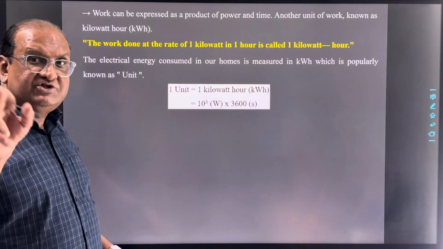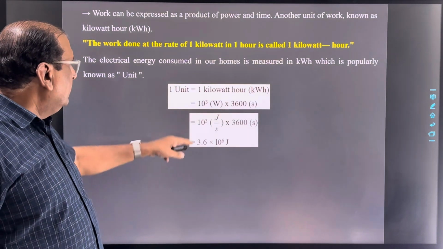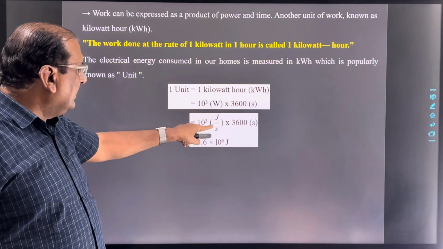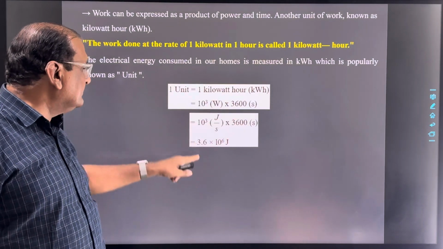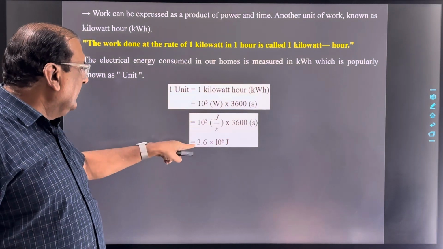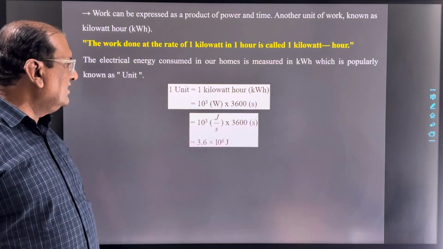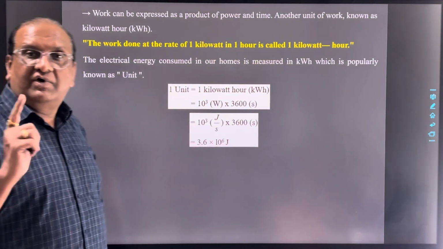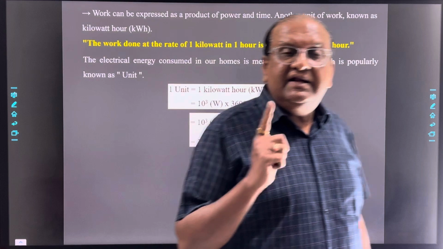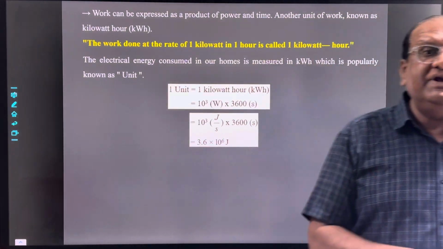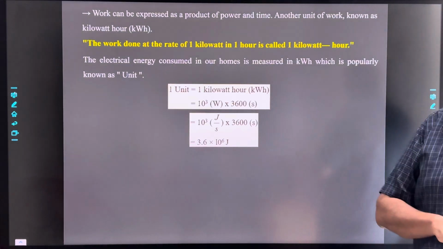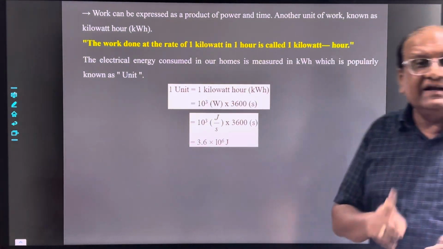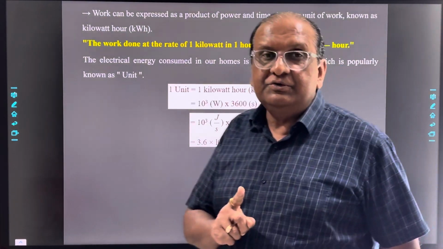Now watt is joule per second. So 10 raised to 3 watt is joule per second into 3600 second. Second cancels. So this is 3.6 into 10 raised to 6 joule. So when 1 unit of electrical energy is consumed, it implies that 3.6 into 10 raised to 6 joule of energy is consumed.